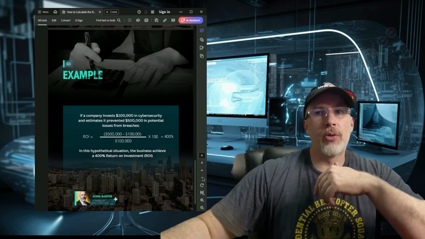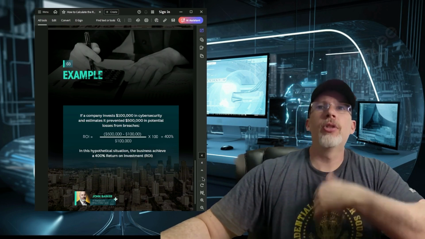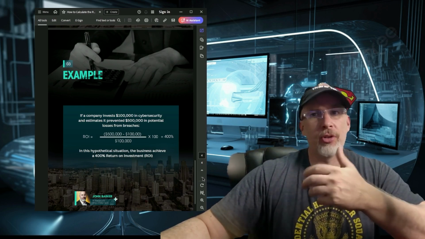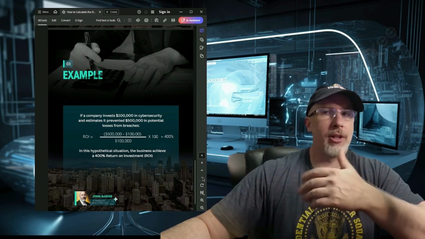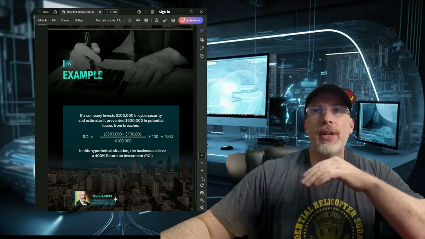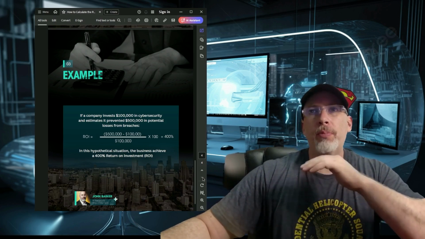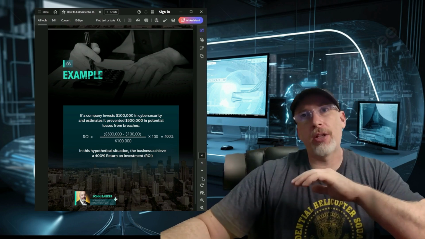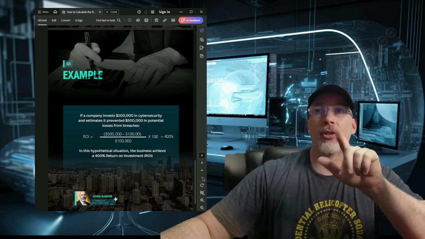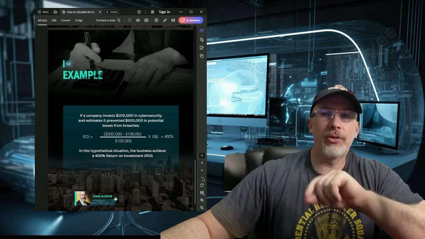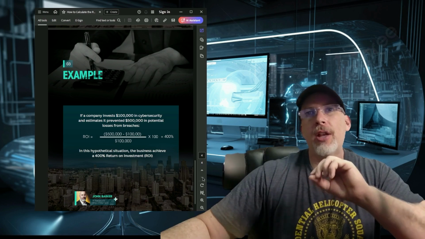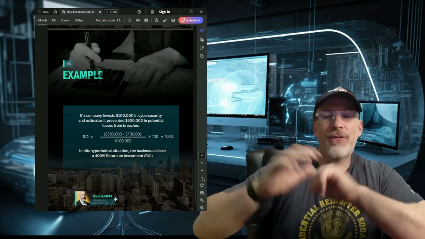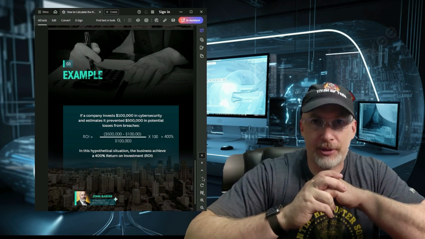Now let's put a real hypothetical scenario behind this. If you have a company that invests $100,000 into a cybersecurity remediation policy, and it's estimated to prevent $500,000 worth of potential breaches within the organization, take $500,000, subtract $100,000, divide it by $100,000, and times it by 100. In this hypothetical situation, that $100,000 investment that prevented a potential loss of $500,000 is a 400% return on investment.